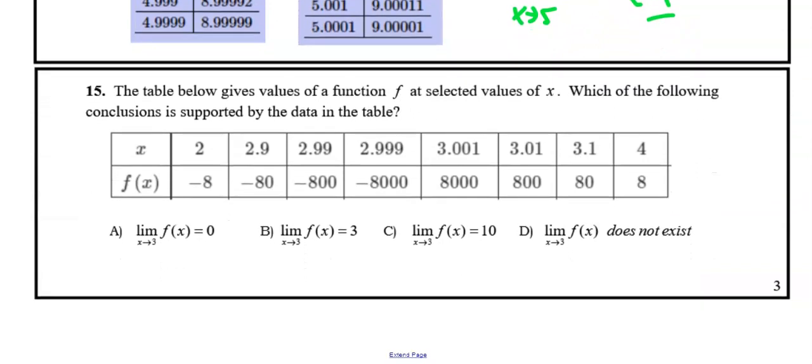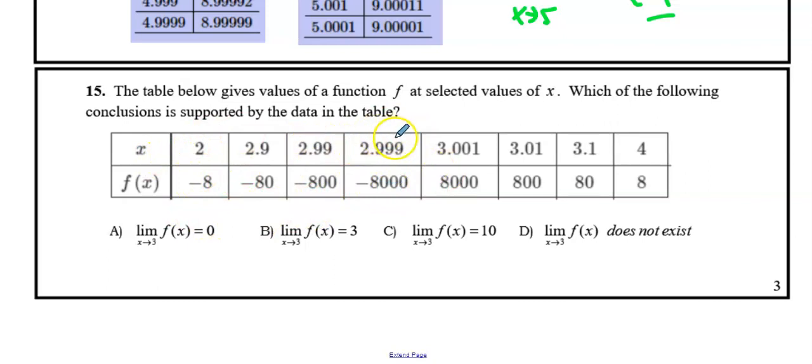I want you guys to take a look at number 15. I want you to pause it for a second, read it, and see if you can answer the question looking at the chart, and I'll be back with you in 1 minute to discuss it. Okay, I'm ready to discuss it. Hopefully you paused it. So let's look at this right here.